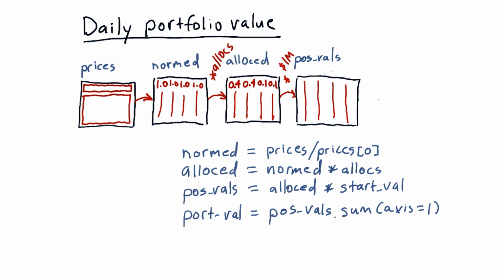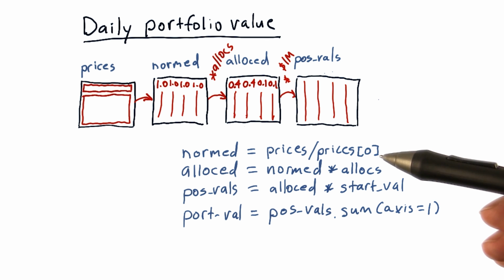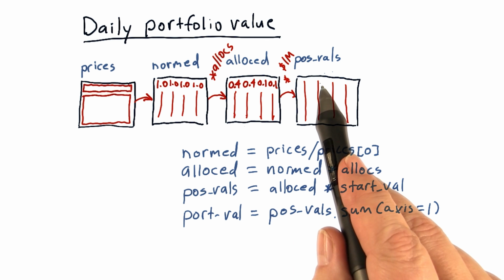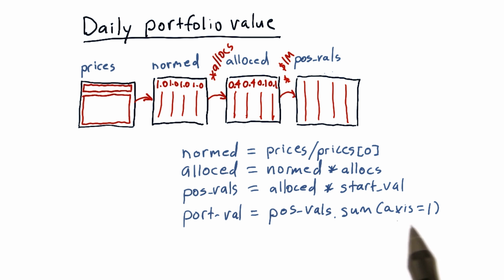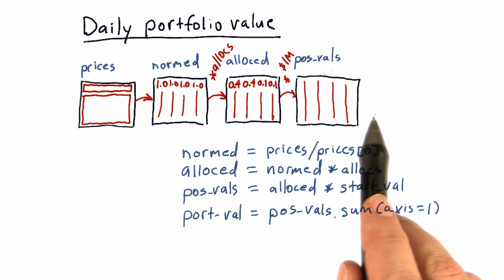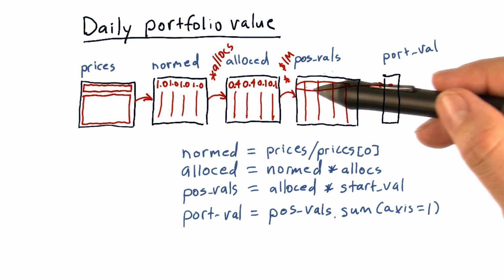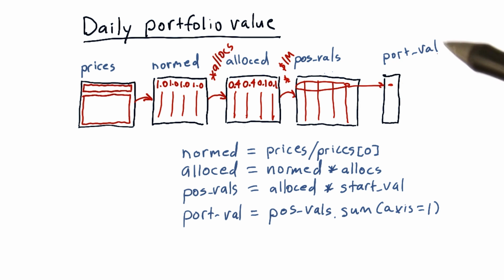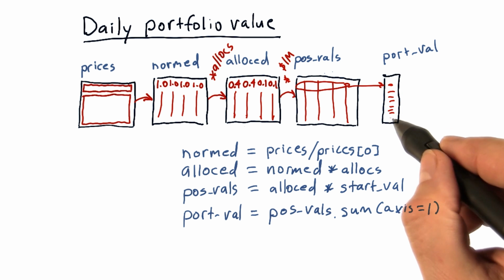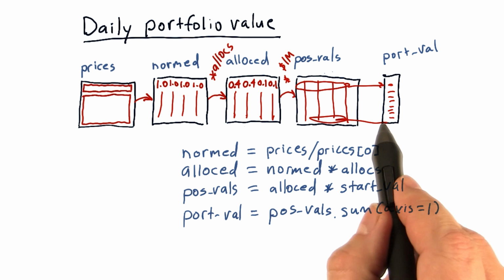Now those values change, of course, as the stock prices change going forward, so each day is a little bit different. We can calculate the value for each of these days by taking the sum of pos vals, position vals, using axis equals 1. So that's telling Python to sum across each row. So that sums each day across into port val, which now reflects the value each day for our total portfolio.